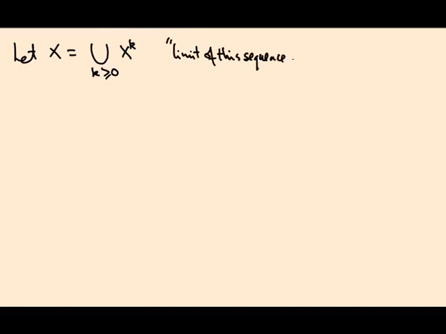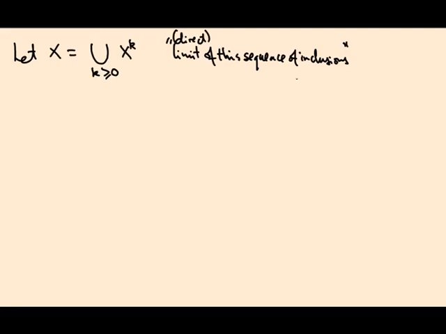So let X be the union over all k bigger than or equal to 0 of X_k, where we understand that X_1 sits inside X_2, so this union is really like taking the limit of this sequence of inclusions. Technically, this is known as the direct limit.